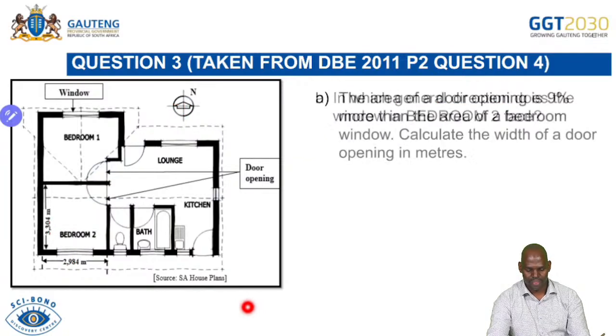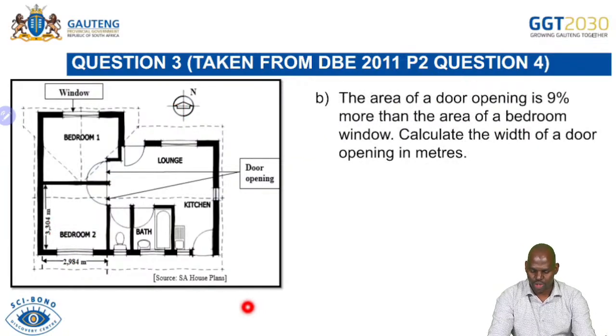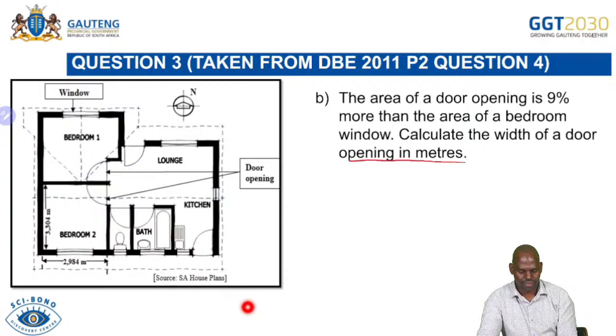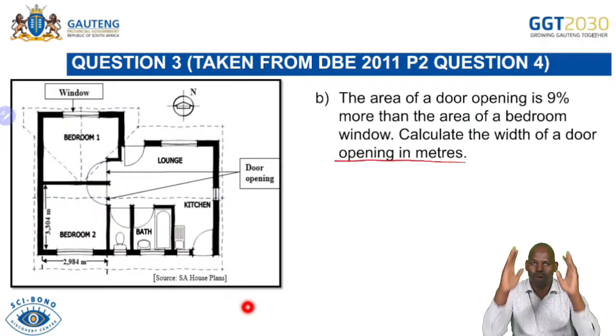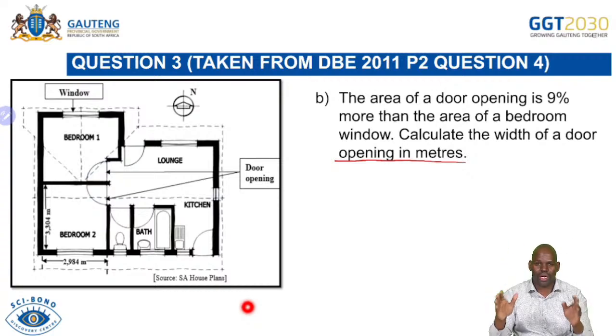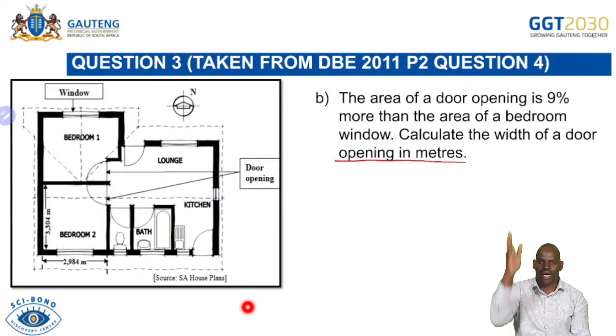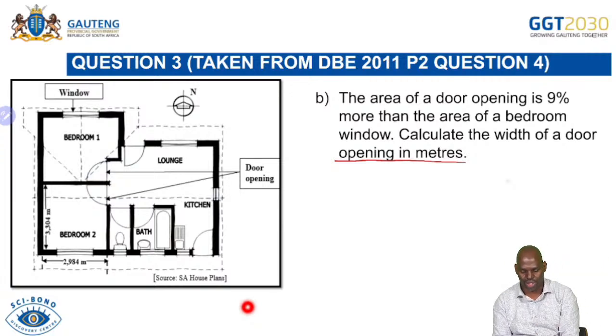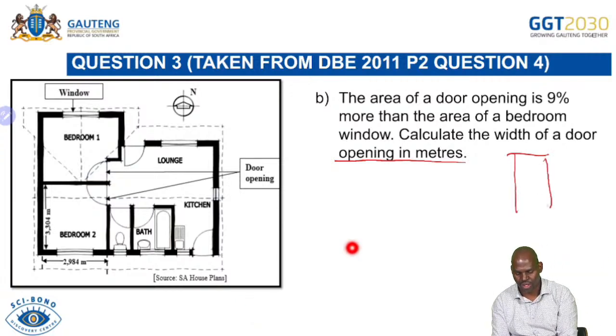Okay, then the next one. The area of a door opening is 9% more than the area of the bedroom window. Calculate the width of a door opening in meters. Now think about the door opening. The door opening is actually in the form of a rectangle. You've got the height and you've got the width. So the door opening will be like this, that will be the height and that will be the width.